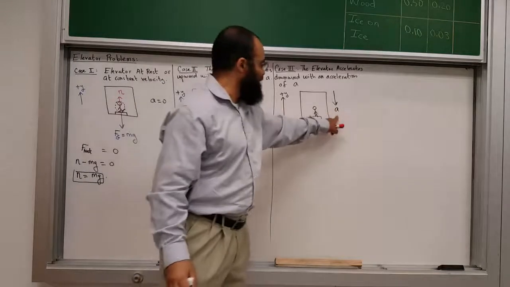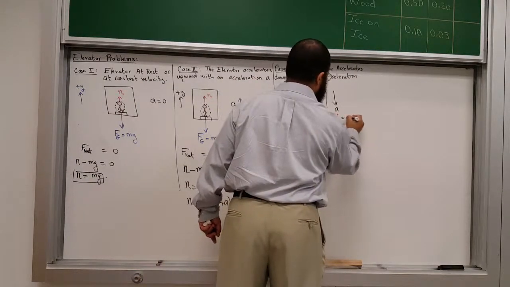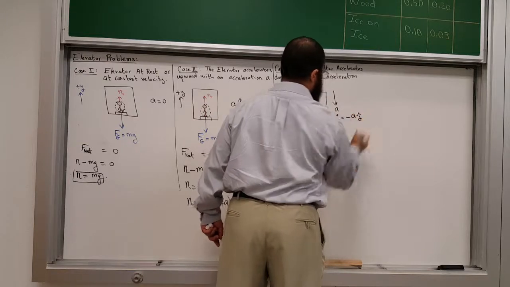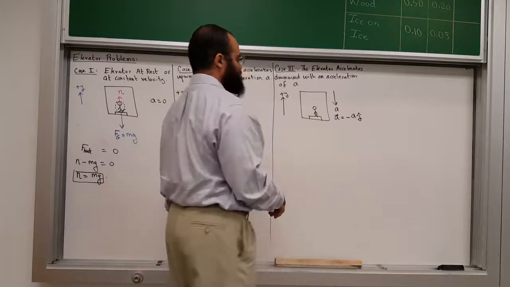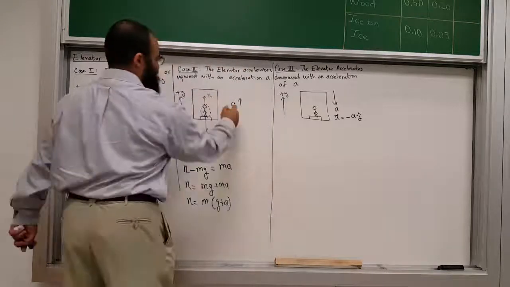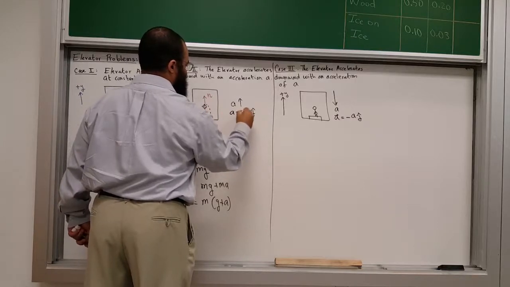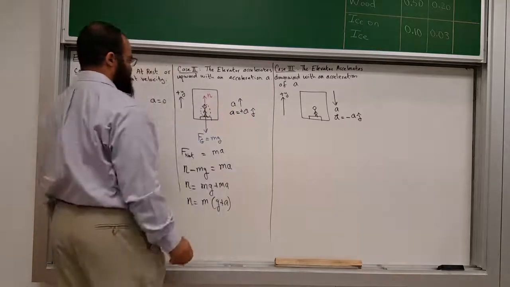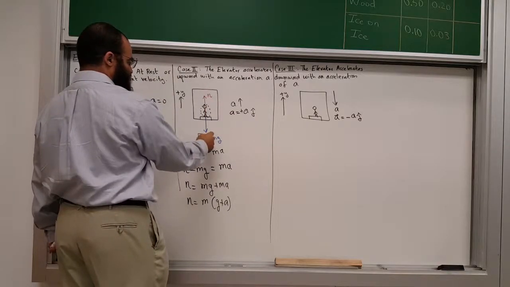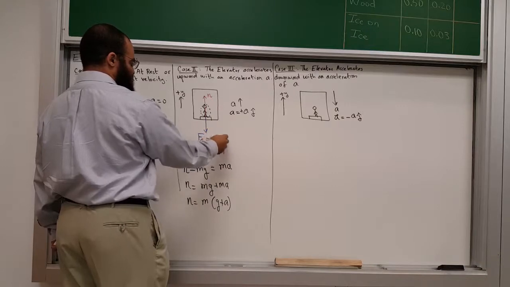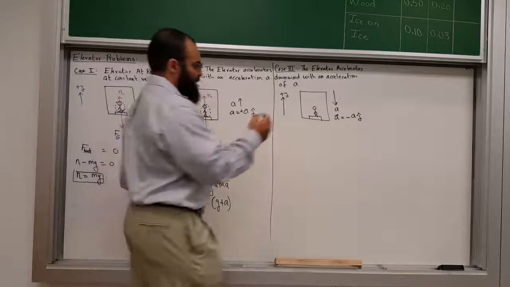This is the magnitude of acceleration. The acceleration itself, if you want to write it as a vector, is equal to minus a j hat, because j hat is the y direction. And the normal force is N j hat, and the force of gravity is negative mg j hat, if you like. Anyways, so what are the forces?